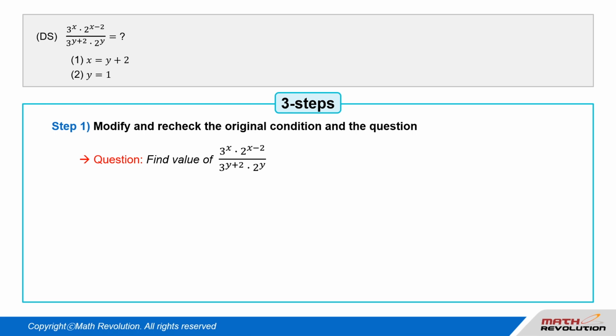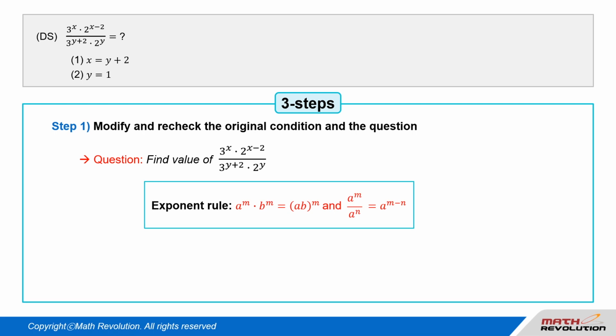We have to find the value of 3 to the power of x times 2 to the power of (x minus 2), over 3 to the power of (y plus 2) times 2 to the power of y. You should practice modifying and rechecking the original condition and the question. You will learn more about this in Lesson D.